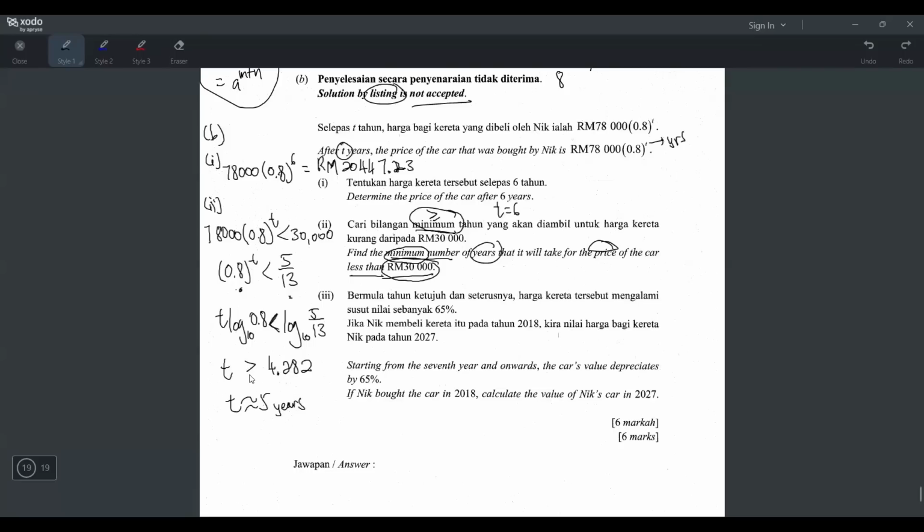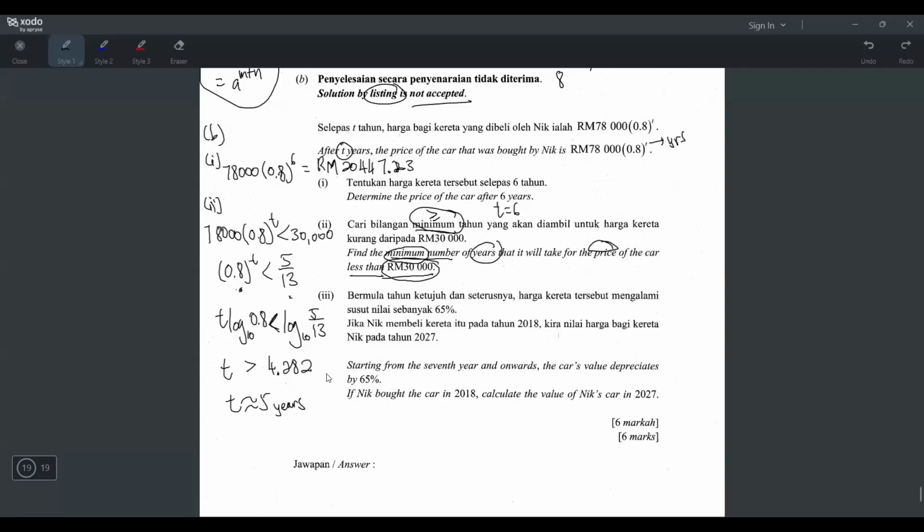If T is bigger than 4.282, what does it mean? It means that after 4 years, the price is still not less than 30,000. Do you understand? Because the answer says T is bigger. It means that when T is 4, the price is still more than 30,000, right? Only when it's 4.282 is it like 30,000. So you have to choose after that, the minimum. So the minimum year will be 5 years.